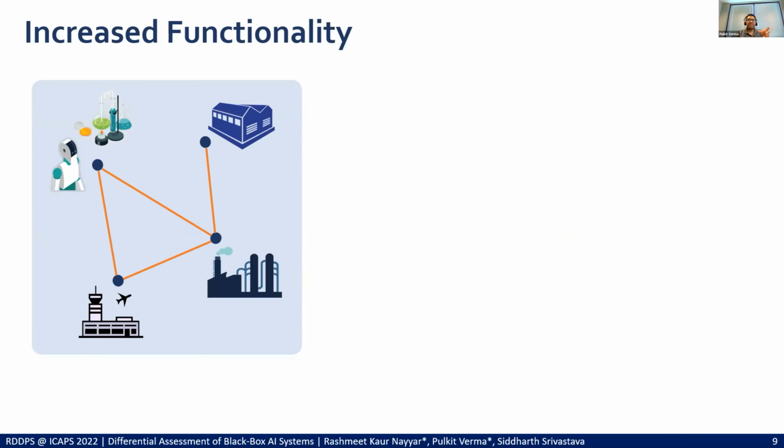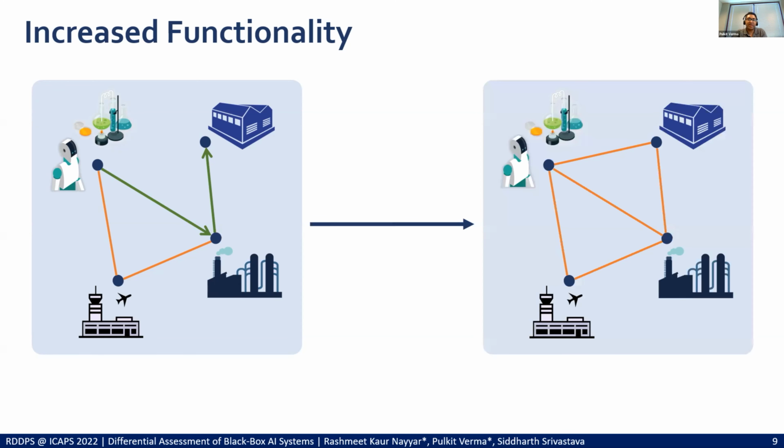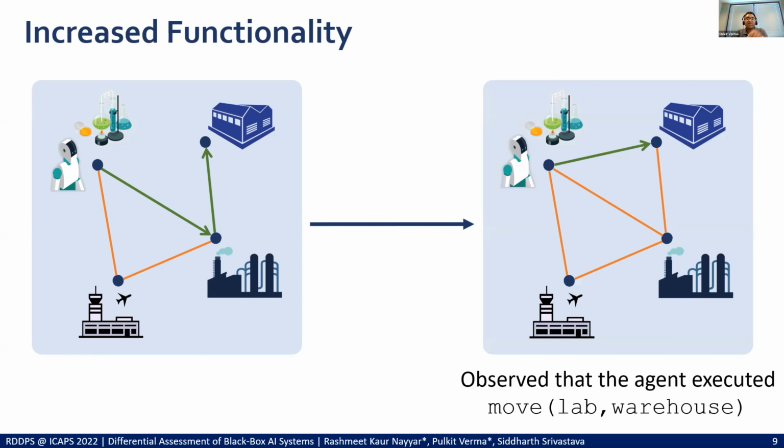So the first category of the changes is the one that leads to an increase in the functionality of the robot or the agent. So here, for example, we have this robot that takes a sample from the lab to the warehouse by first going to the factory and then going to the warehouse. Now, assume it updates its behavior due to some update event and can now directly traverse from the lab to the warehouse without going to the factory. And this increase in the agent's functionality can be captured by an observation of it executing that move action from lab to the warehouse directly.